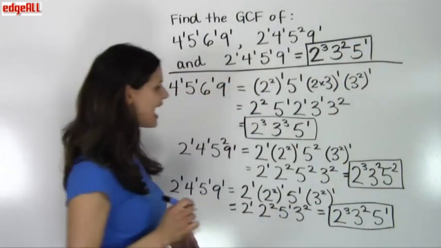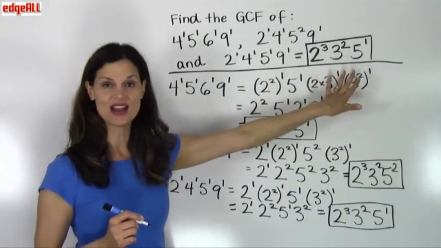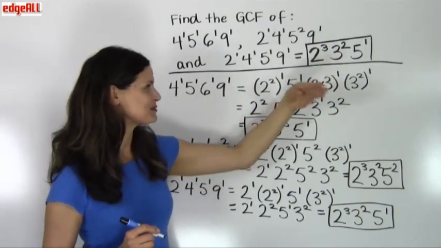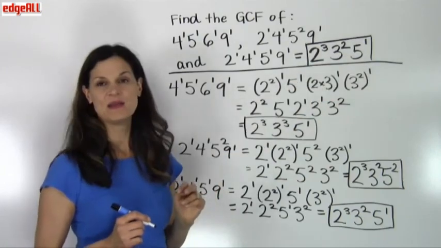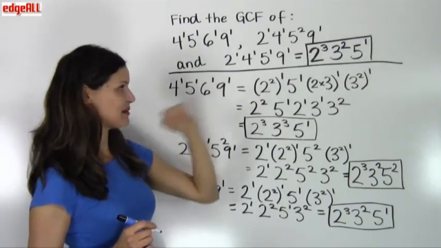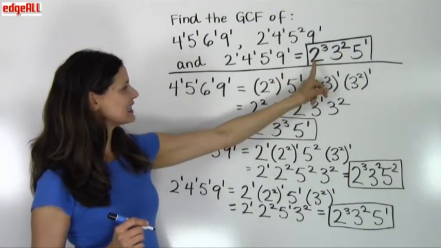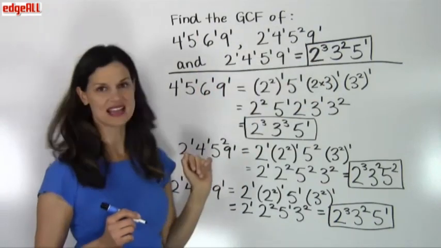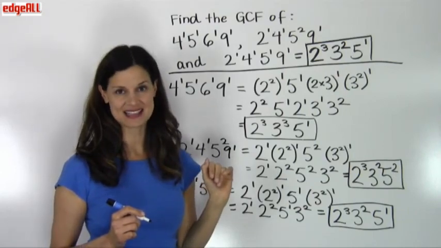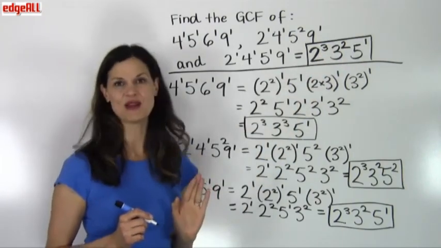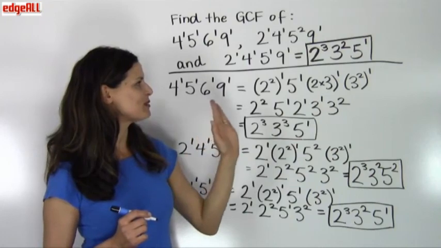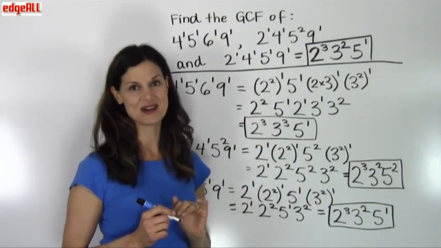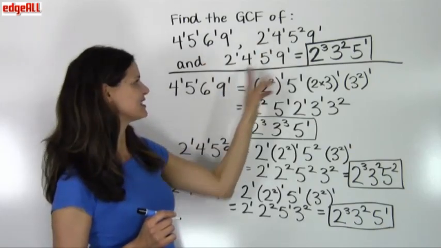So that is how I would leave my answer. I don't need to go through and multiply 2 times 2 times 2 times 3 times 3 times 5. But if I did, I would actually get the number 360. But I can leave my answer for greatest common factor of these numbers written with exponents. I can leave my answer in the exponent form. So 2 to the power 3, 3 to the power 2, and 5 to the power 1 is the greatest common factor of these 3 numbers.